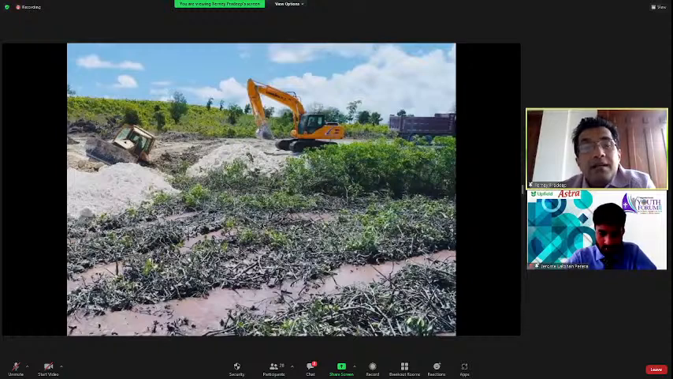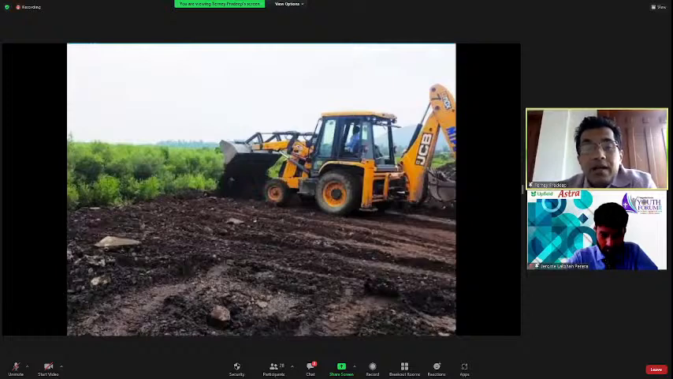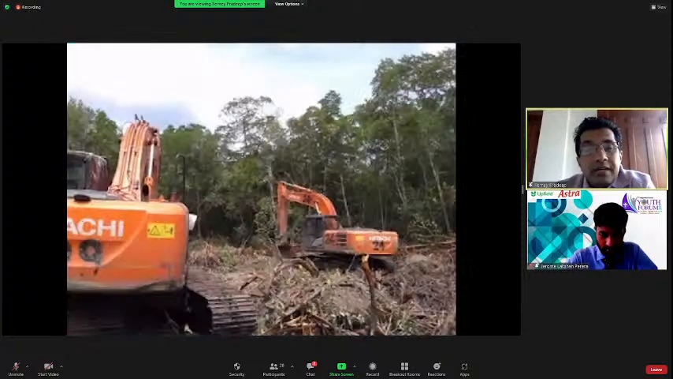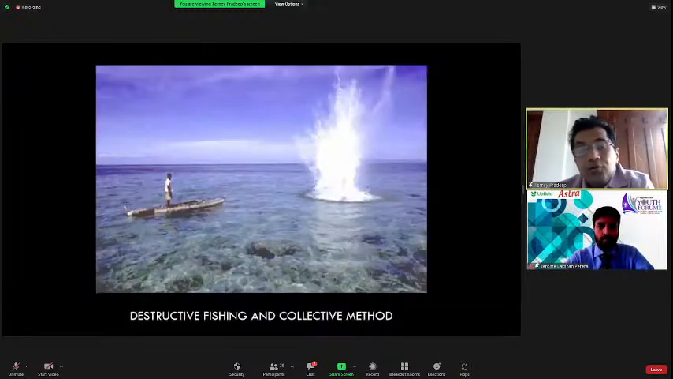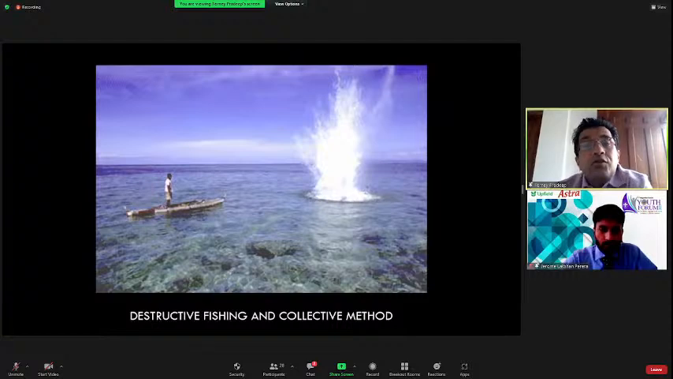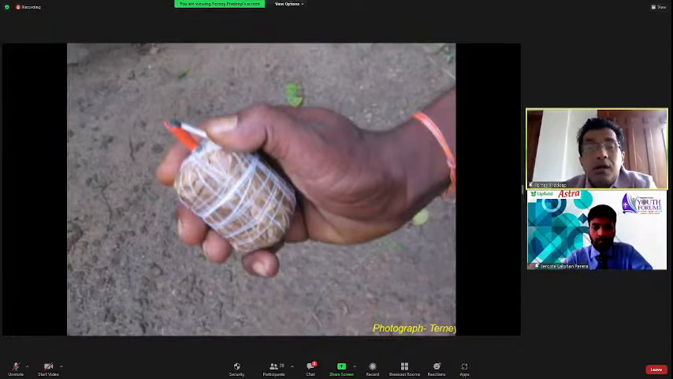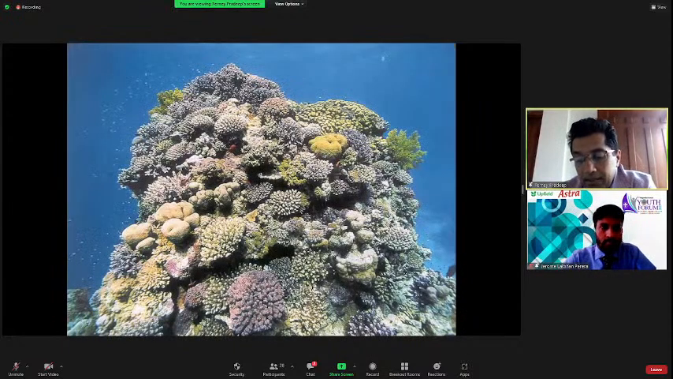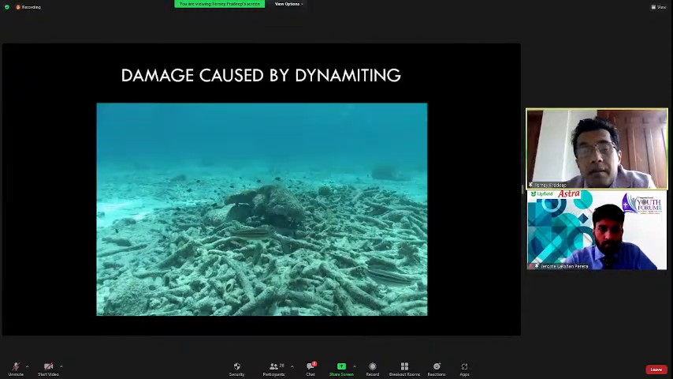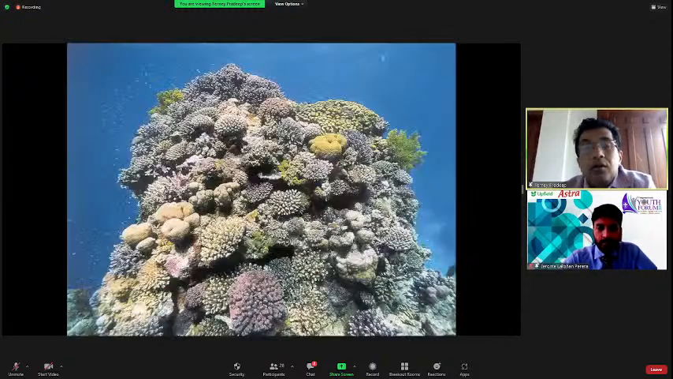And again, that is mangrove destruction. You cut mangroves, you reclaim mangrove lands, you dump pollutants into the land. You can see how we treat this pristine Negombo lagoon. And if you go into the ocean, destructive fishing, dynamite. This is a coral reef before dynamiting, and this is the same coral reef after dynamiting. You can see the damage, before and after.